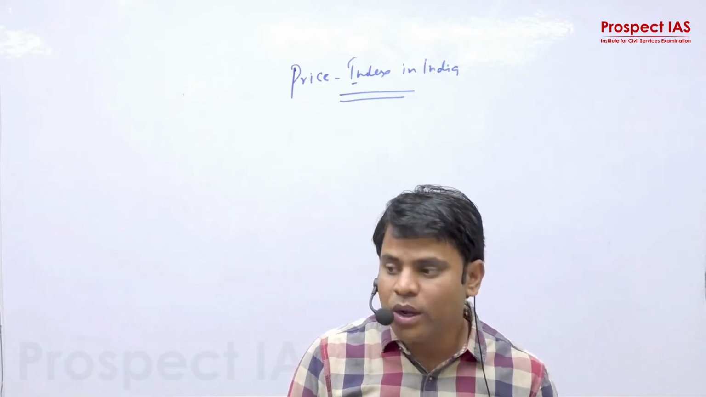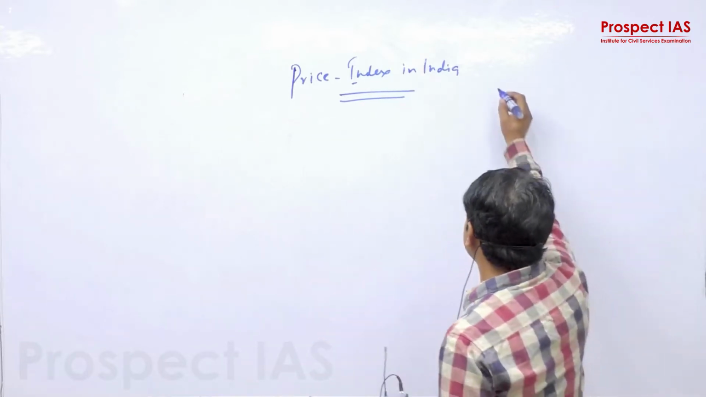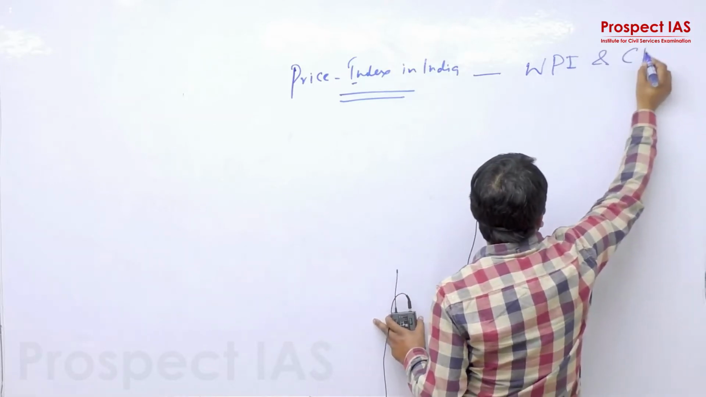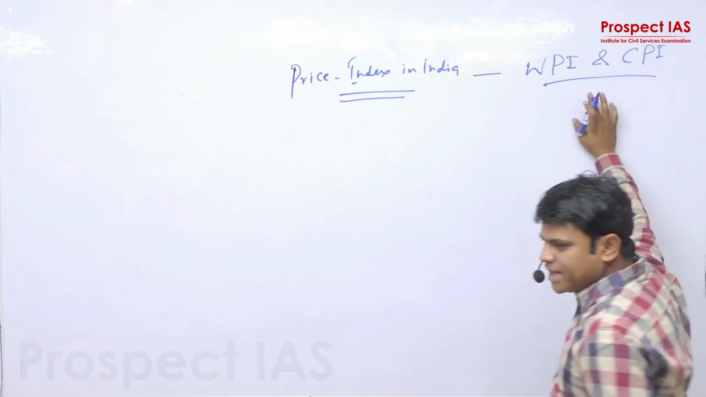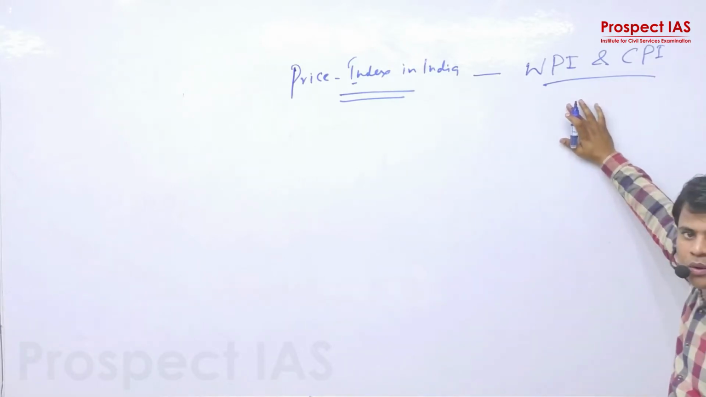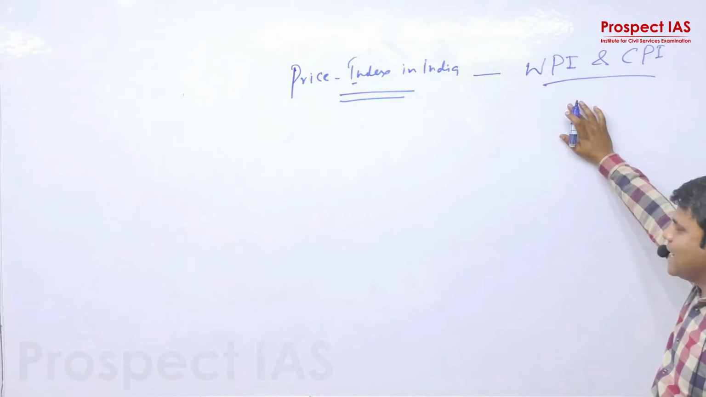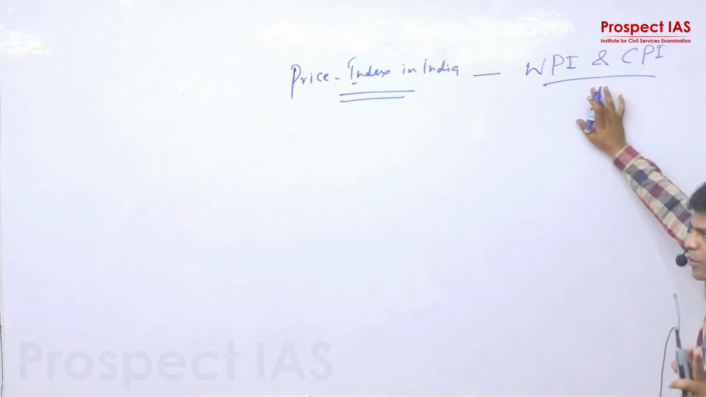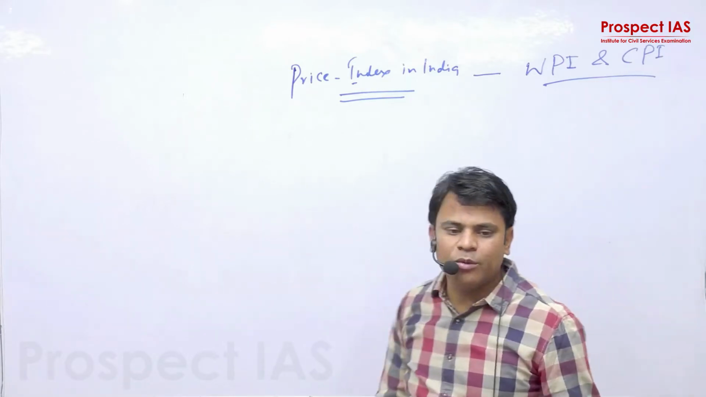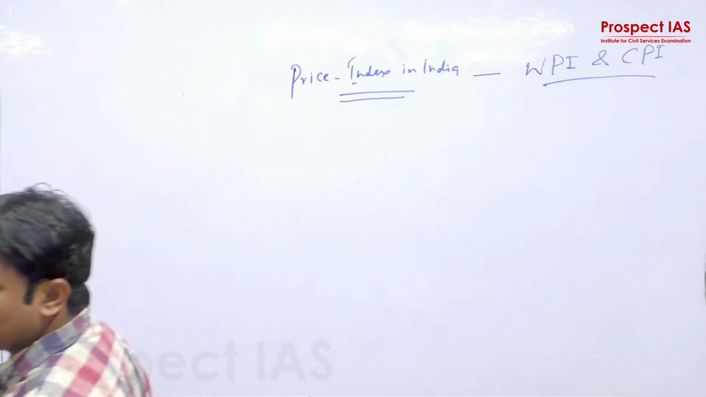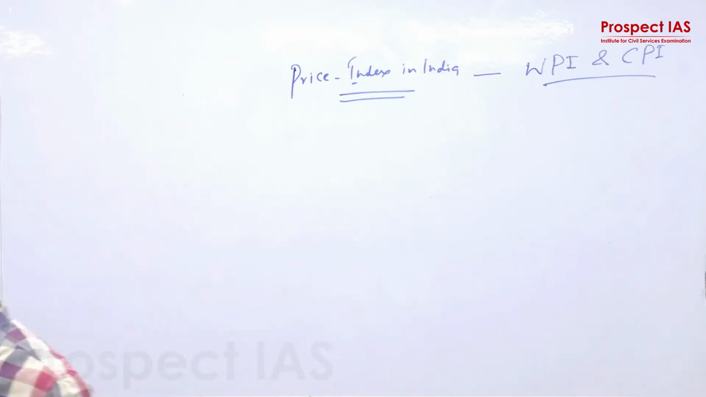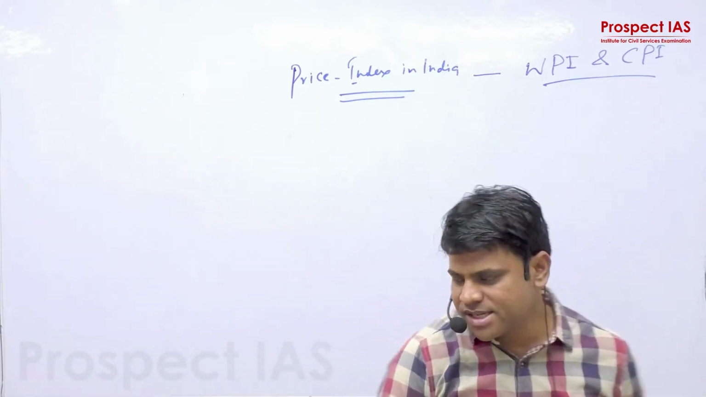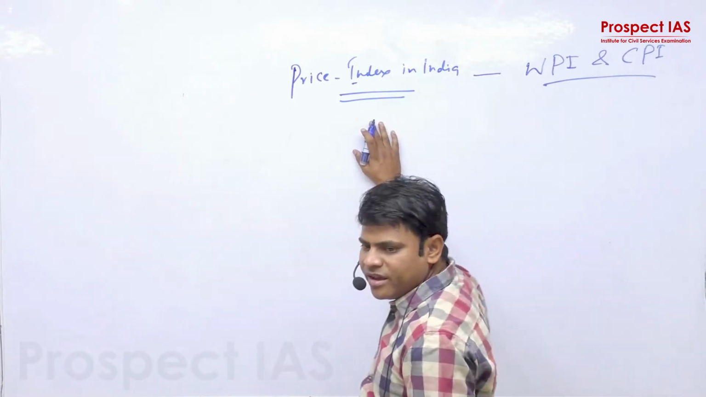Basically, we have two kinds of price index that we'll discuss in this particular topic. The first one is wholesale price index and second one is consumer price index. So inflation in our country is based on these two kinds of price indices: wholesale price index and consumer price index, right? So we have two inflation. One is based on WPI, this is called WPI inflation, and second one is based on CPI, which is called CPI based inflation. We'll discuss them in detail one by one. But before that, we'll see the meaning of price index. What we mean by price index.